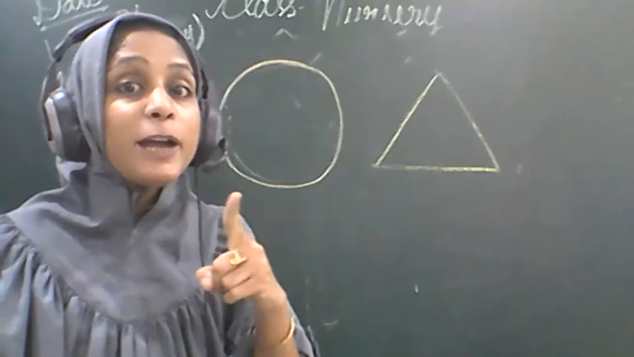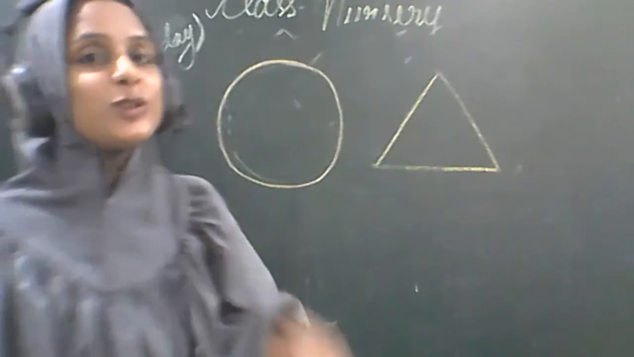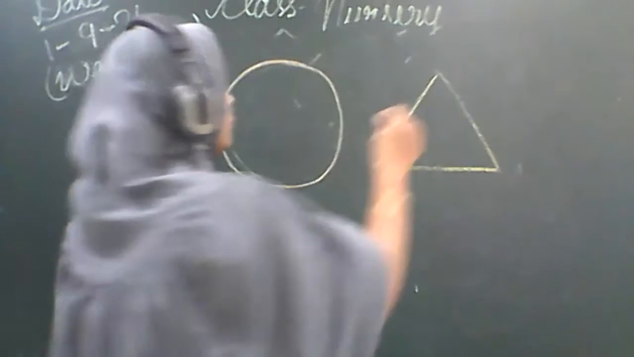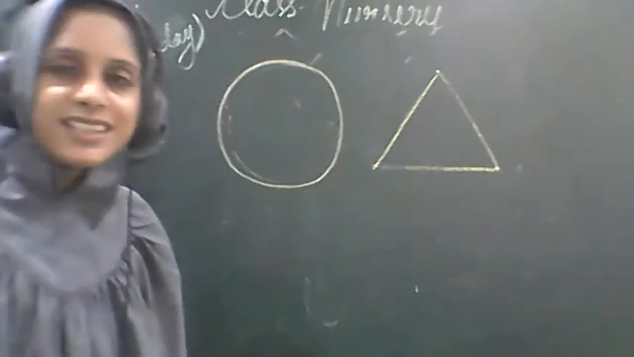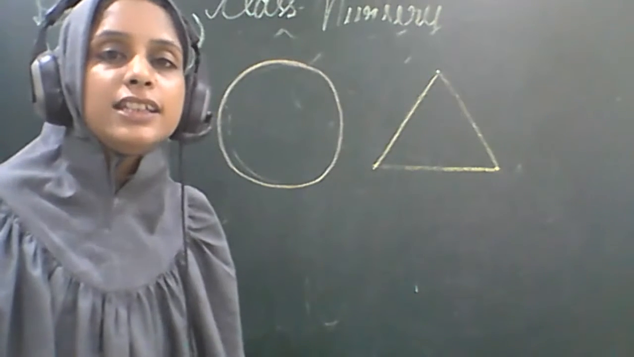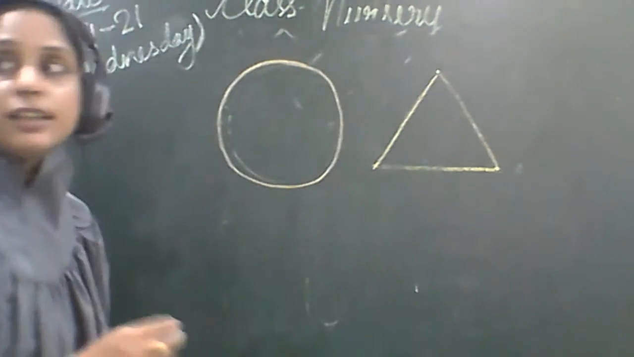Hai na? And piece of pizza. Pizza ka jo slice khate hain, that is also in triangle shape. So this is triangle. Triangle has three corners and three sides. Ek triangle ke teen corners hote hain and teen sides hote hain. Okay?